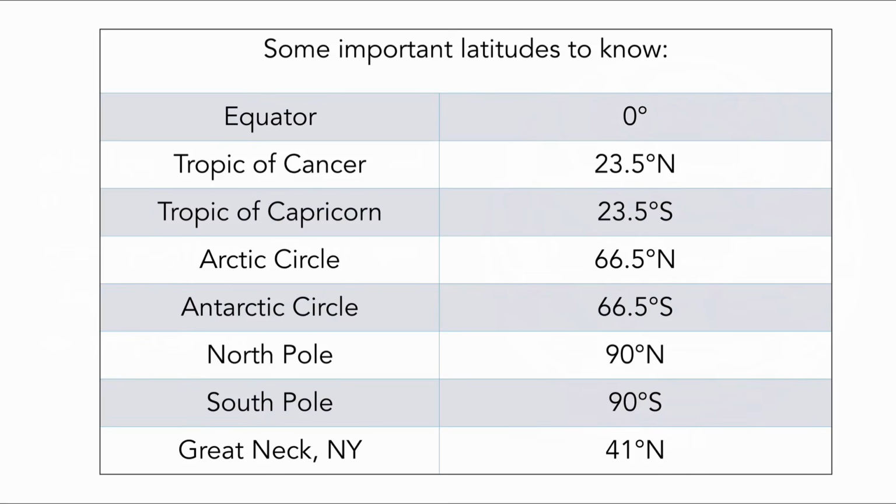There are some important lines of latitude that we will address throughout the year, and I'll show you where they are in your reference table in a moment. But the equator, the tropics of Cancer and Capricorn, the Arctic and Antarctic circles, North and South poles, and of course, Great Neck. Those are all important areas to keep track of when it comes to latitude.